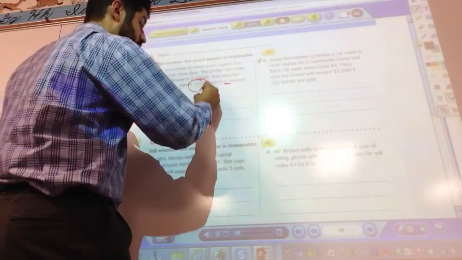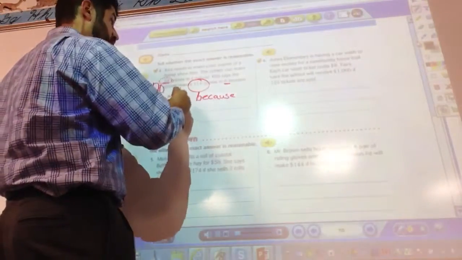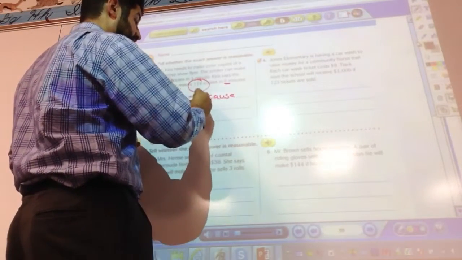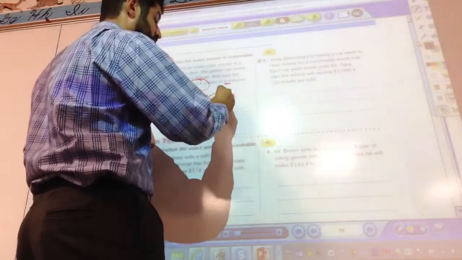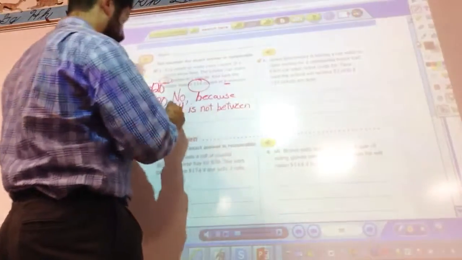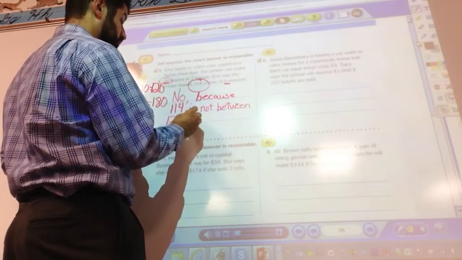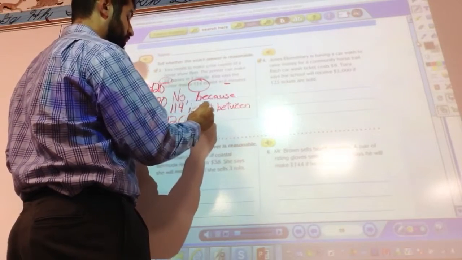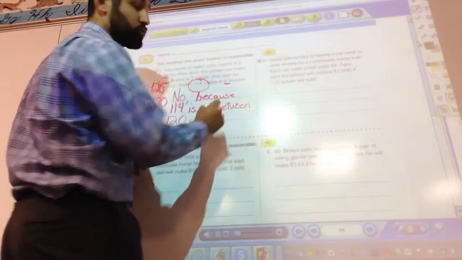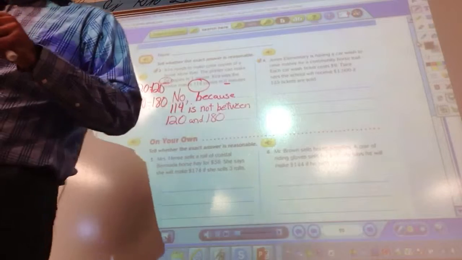Is it reasonable? No. And I would write because 114 is not between 120, and then I'd put and, I'd write 120 and 180. That way everyone knows what numbers you're going between, okay? I hope that makes sense.